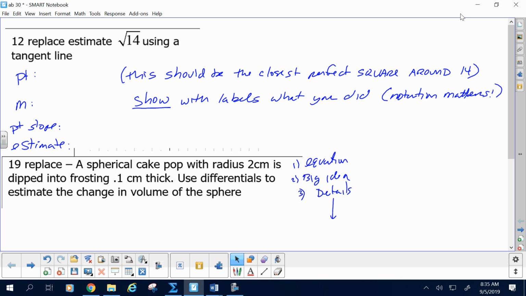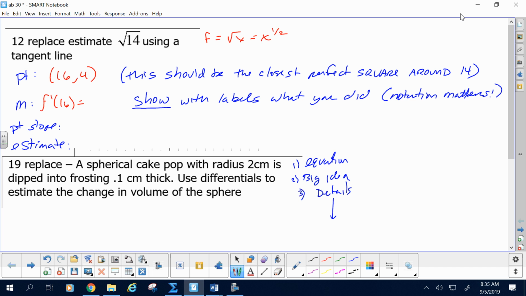When you find a point of tangency, you want to choose a point as close to 14 as possible that's a perfect square. So what did you do? 16, 4. The slope is not just some floating nonsense. It needs to be clearly identified. The slope is the derivative at 16. If the function is the square root of x, then what's the derivative?